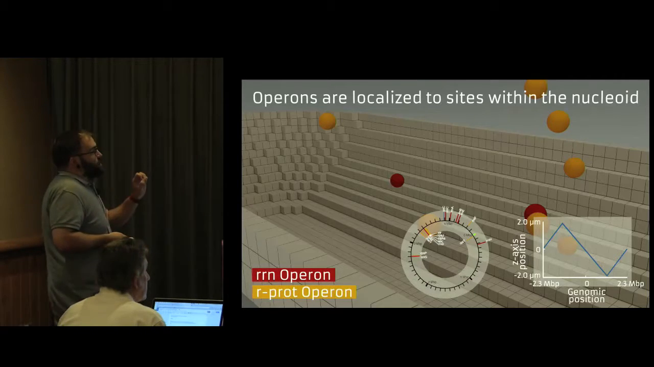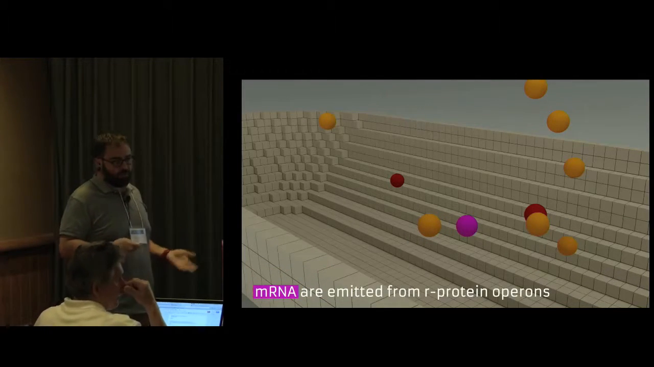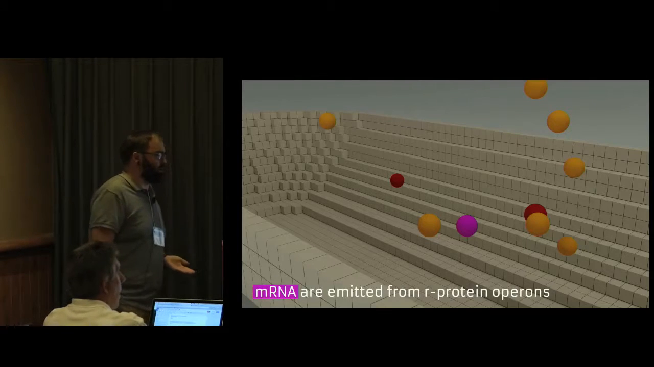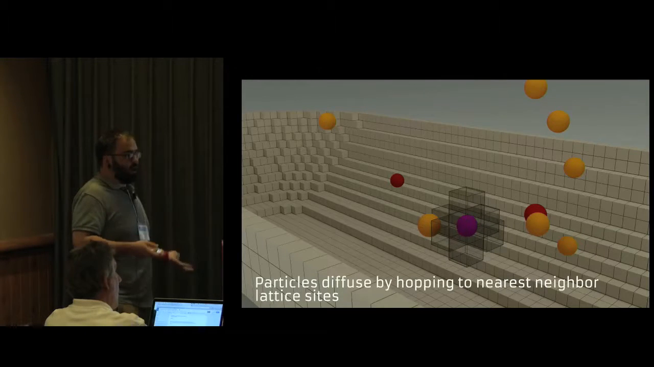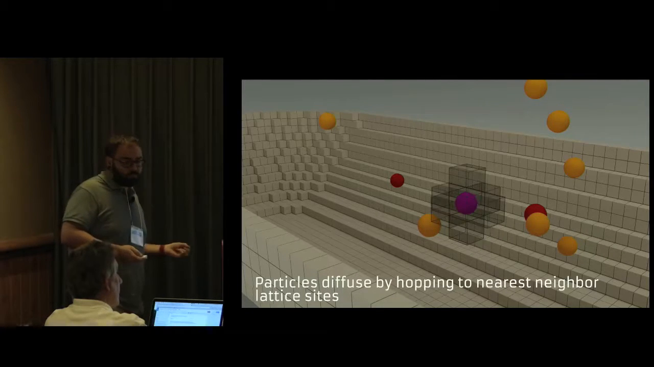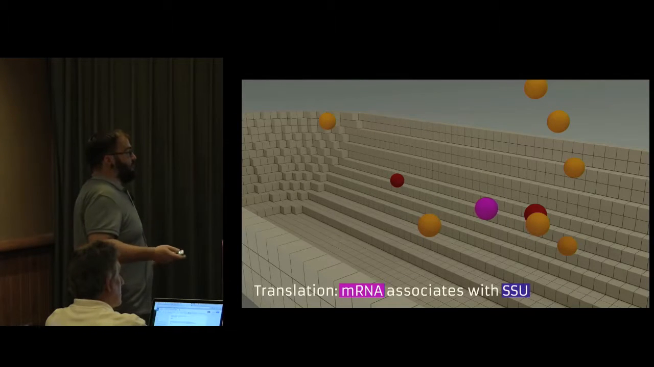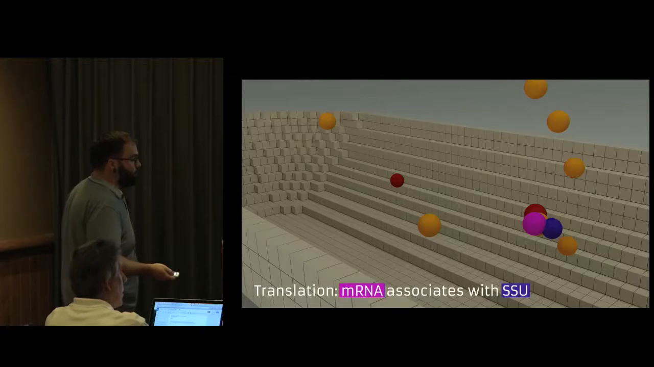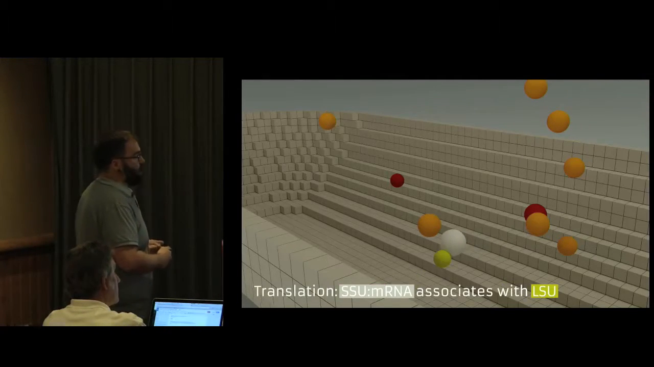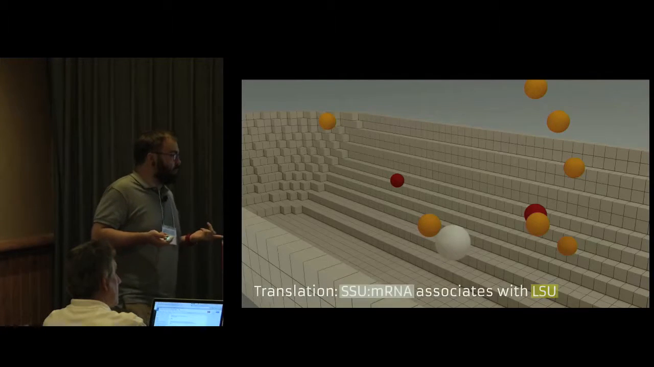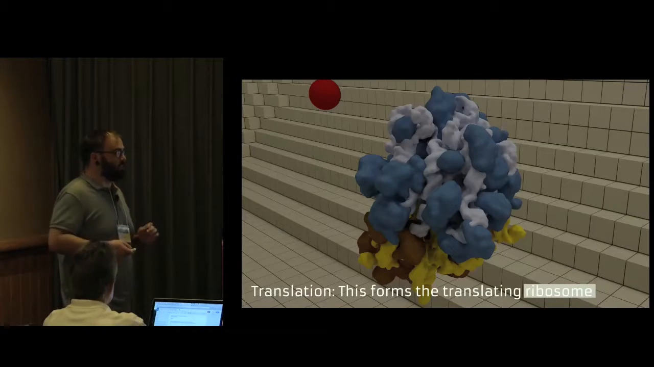So at the sites of the ribosomal protein messengers, mRNA are produced. And they're produced at a constant rate since we don't have gene regulation currently in the model. And these can then diffuse around the lattice by hopping to nearest neighbor lattice sites. And then translation can begin through the binding of the mRNA with the small subunit. This new complex can then bind with the large subunit, forming a translating ribosome. And just to rub it in, we've completely coarse-grained that to a sphere, because, you know, I'm a physicist.